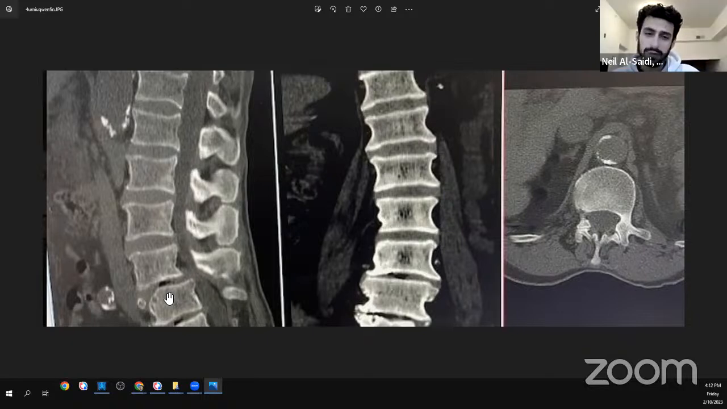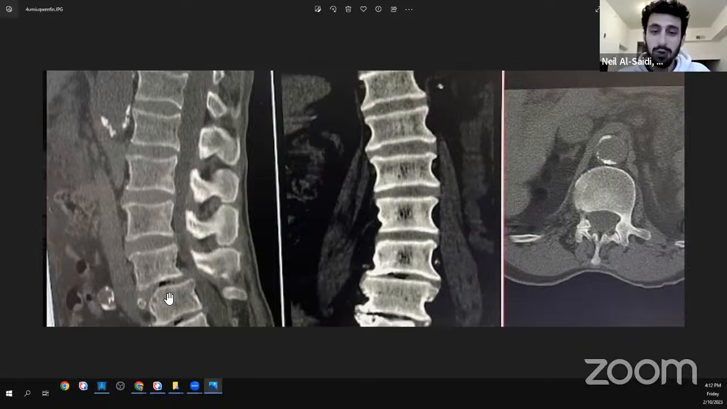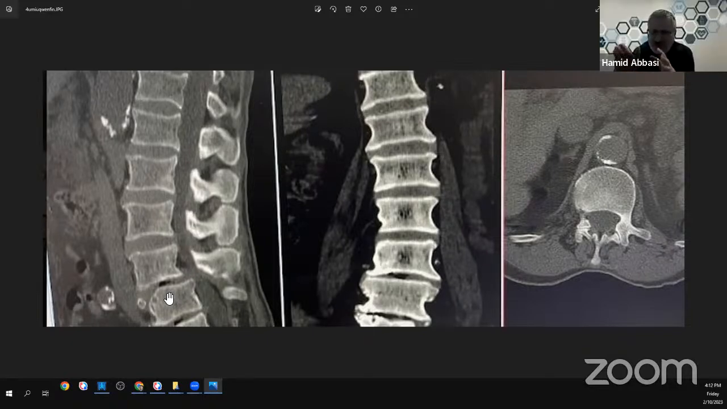From surrounding soft tissues? Why would surrounding soft tissue have air in them? Well, I know with infection, there can be air created from bacteria producing the gases. Okay, you're on the right path. Is there anything else?